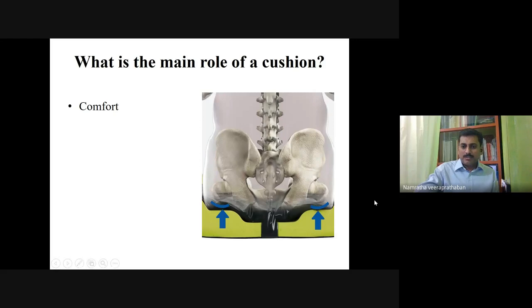And look at the trochanters here. Okay, how beautifully taken care of, these two: the trochanters and the pelvis, I'm talking about the femur and the pelvis. Look at the cushion here. It is contour shaped. It is not flat.